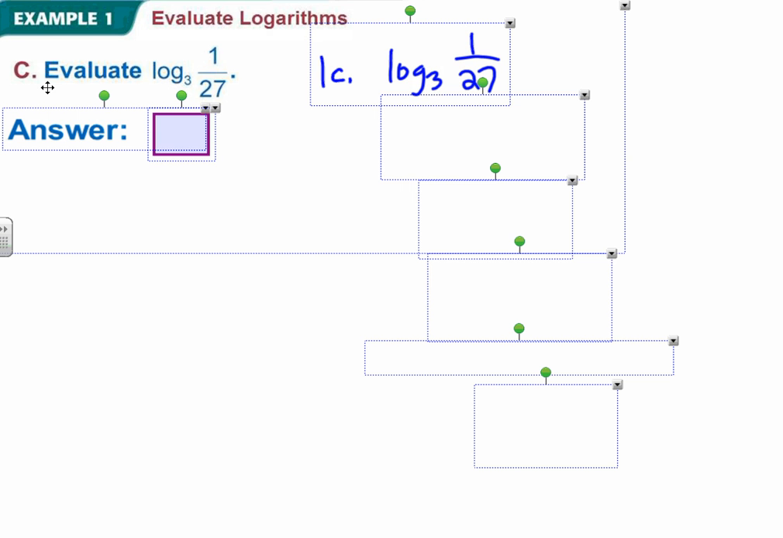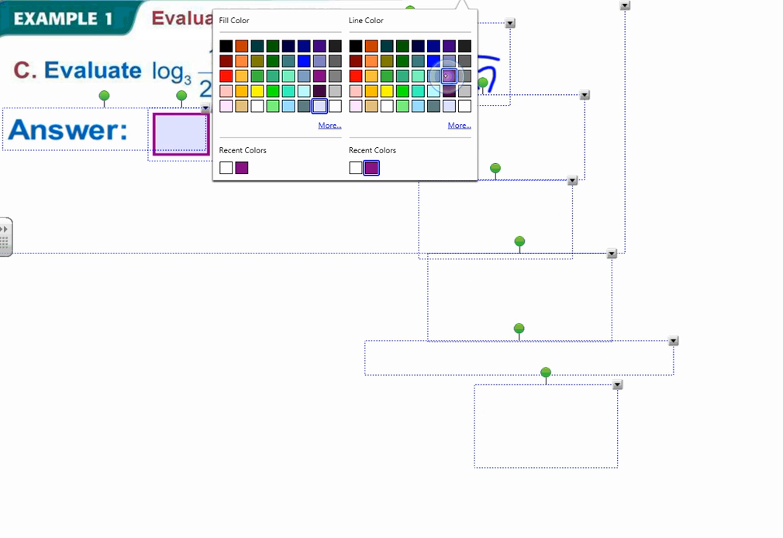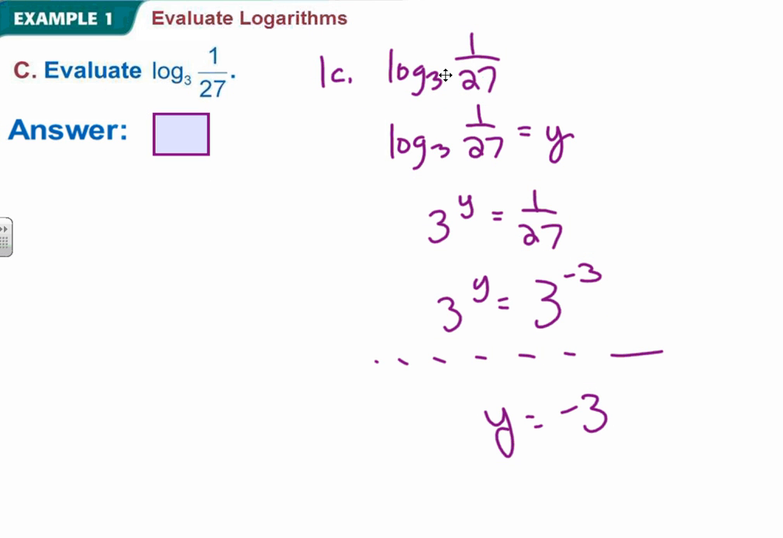Are you ready? What is it? -3. And so there it is. So I'll just kind of turn everything into purple. Very similar to that previous one.